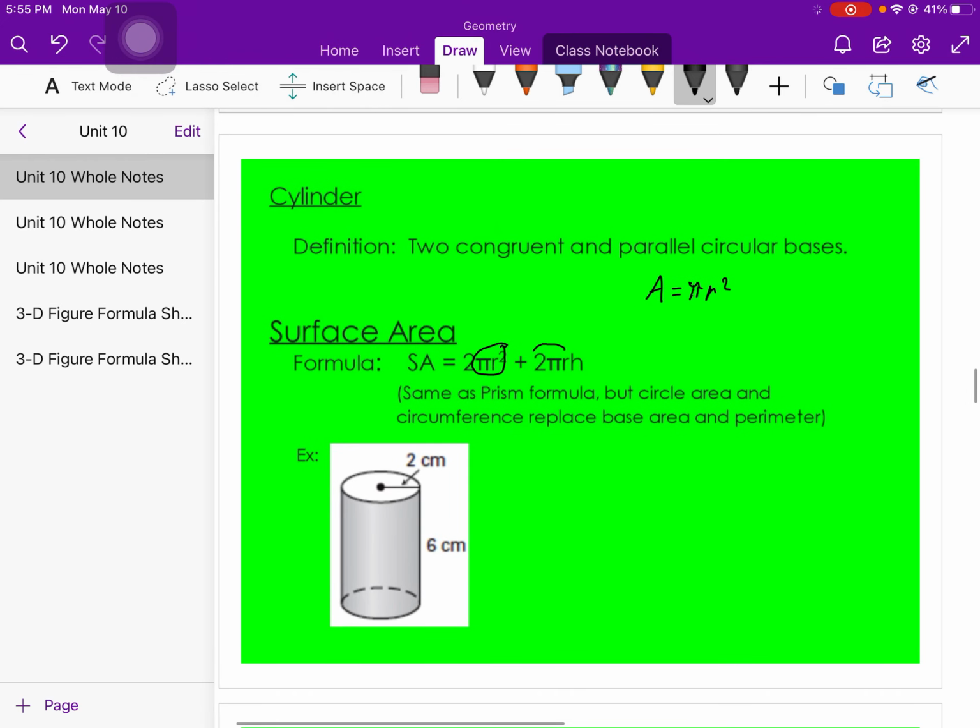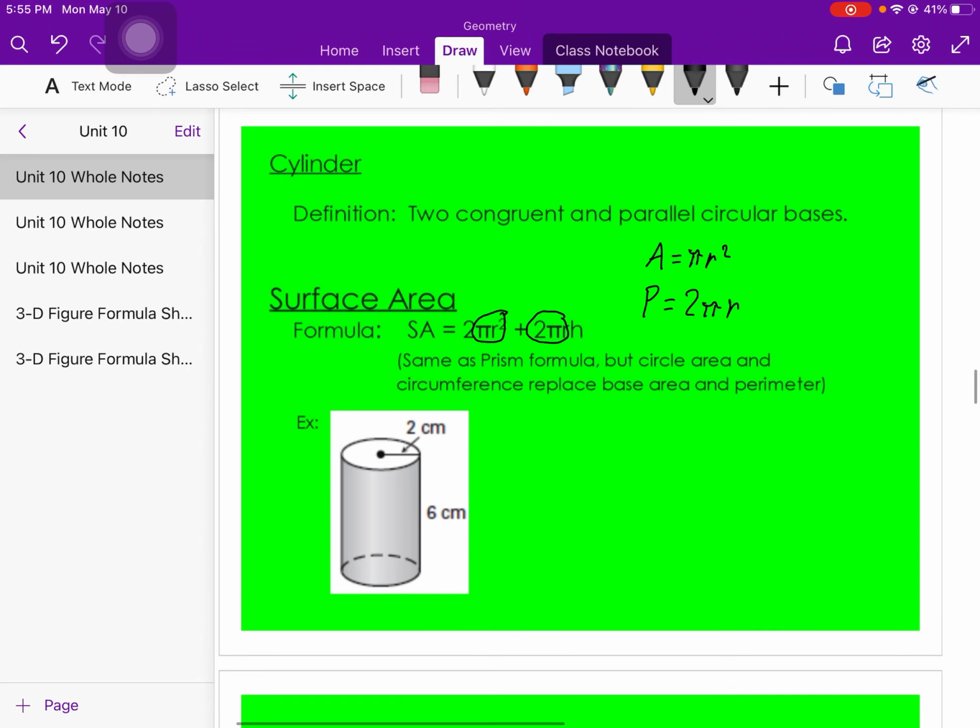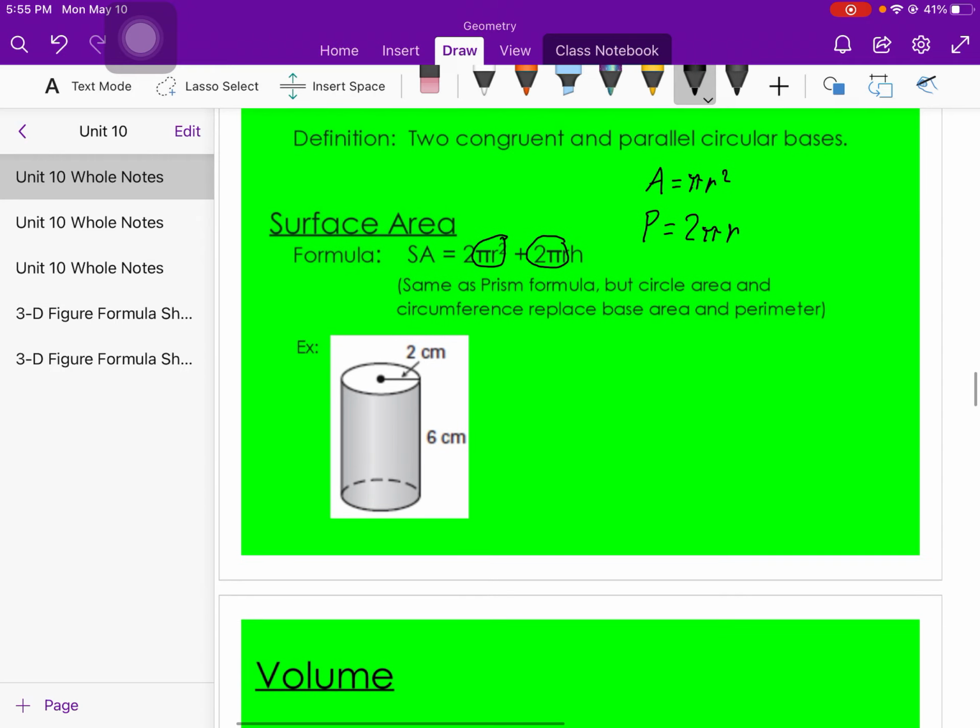And then 2 pi r should also look familiar because the perimeter of a circle is 2 pi r, times the height. So basically this is the same formula as the prism one, but we're using pi r squared to represent the base area and 2 pi r to represent the base perimeter. Same as the prism formula, but circle area and circumference replace both of those. Since it's the same, we're just going to do the same process. We're going to solve for each part, plug it into our calculator, good to go.